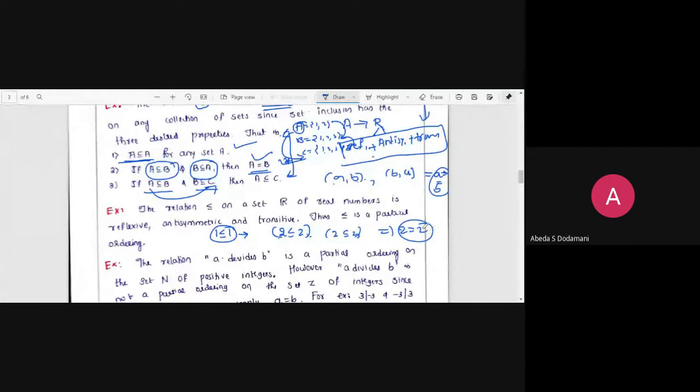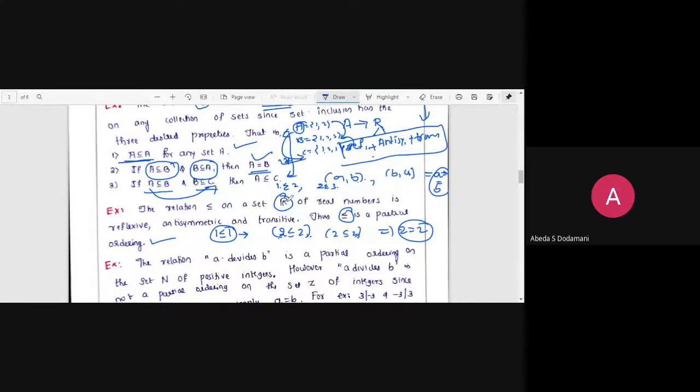So the anti-symmetric relation holds true. Similarly, transitive: if 1 is less than or equal to 2 and 2 is less than or equal to 3, then 1 must be less than or equal to 3. Hence, less than or equal to is also a partial ordering on the given set of real numbers. Are you following, guys?